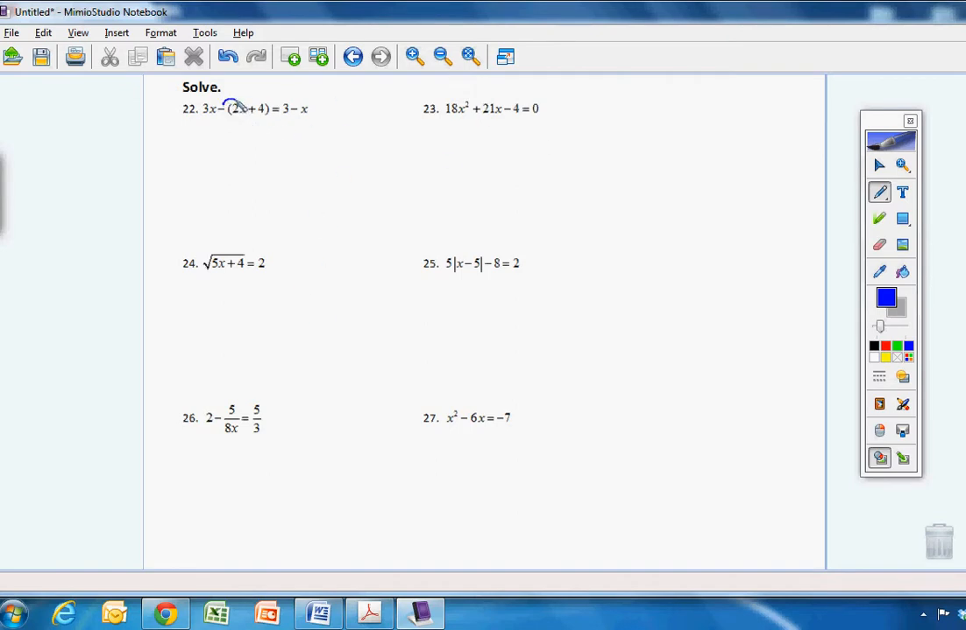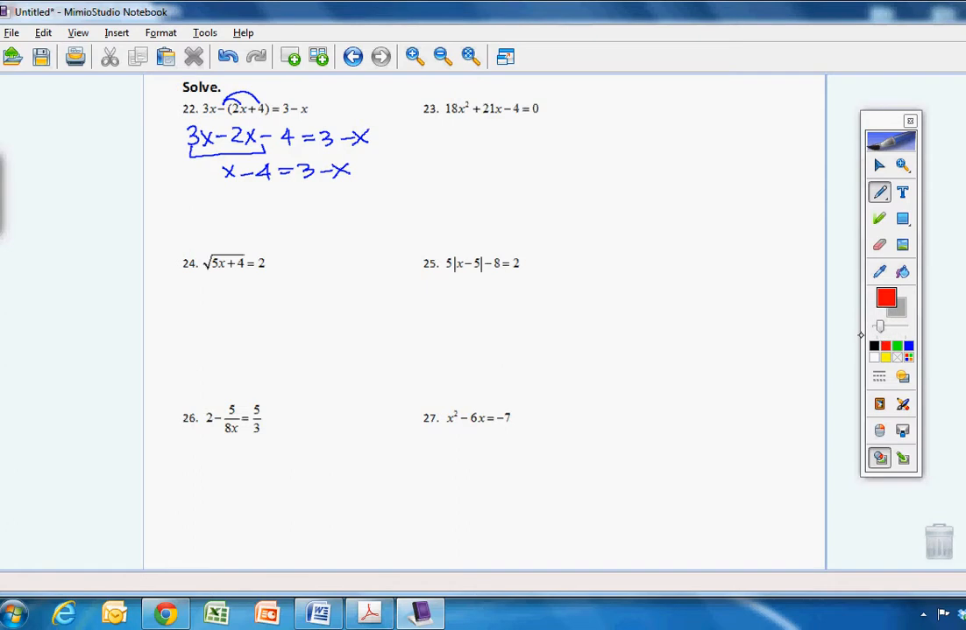So for number 22, I first need to start with distributing my negatives. So I have 3x minus 2x minus 4 equals 3 minus x. And I want to combine like terms over here. So now I have x, when I subtract these, minus 4 equals 3 minus x.